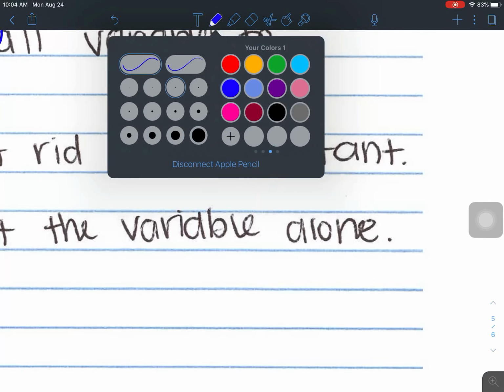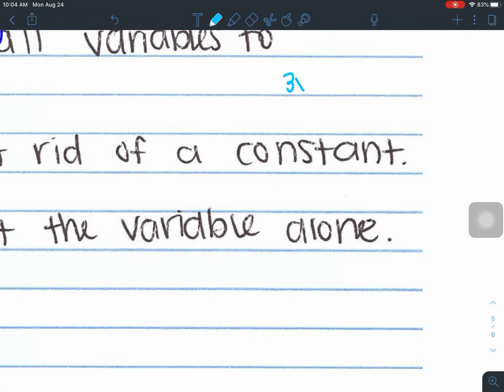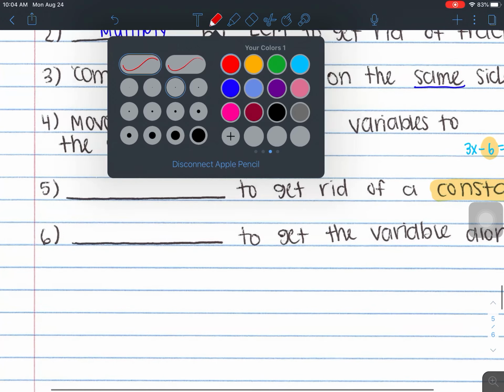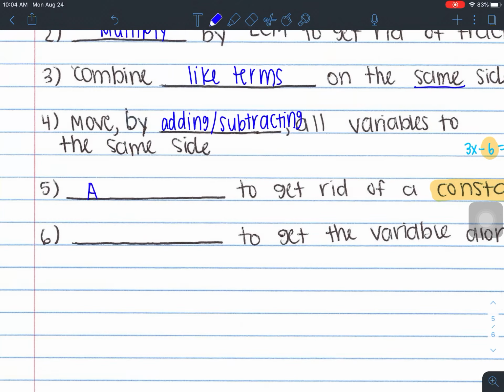So for example, let me give you an example of what that looks like. If I have 3x minus 6 equals 2, the constant here is the 6. That's what the constant is. A constant is a number that's by itself. It doesn't have a variable attached to it. So in this case, if I wanted to get rid of the 6, what would I do here? I would add. If I wanted to get rid of this 6, I would subtract. So in order to get rid of a constant, you would add or subtract.